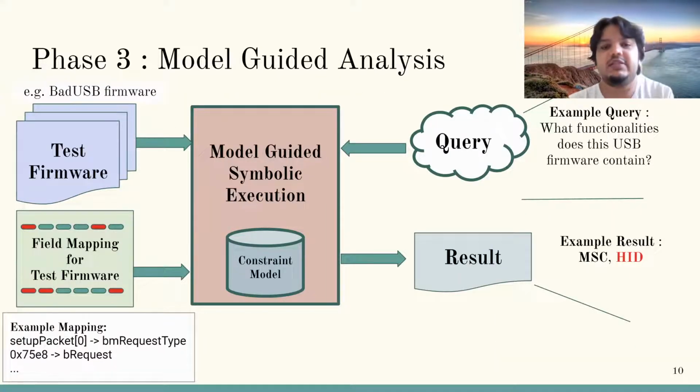In the guided analysis phase, we provide our model guided symbolic execution engine with the test firmware and the field mapping we got from phase 2. At this point, we can ask our engine some queries to gain results. For example, for the BadUSB firmware example I provided earlier, we asked what functionalities this firmware contains. Our model guided analysis was able to tell us that in addition to MSC, the mass storage capability, it also has HID, human interface device capability. All three of our phases use symbolic execution.